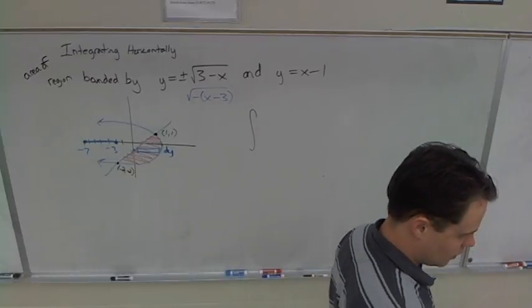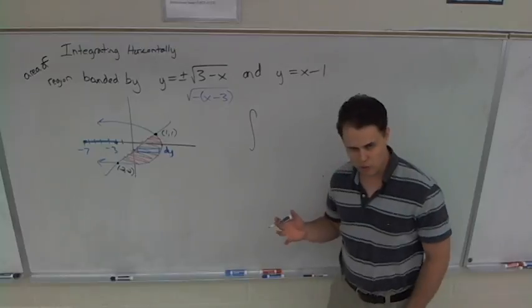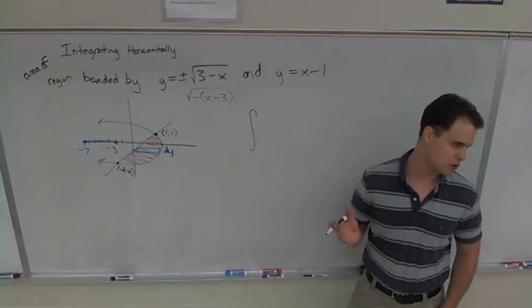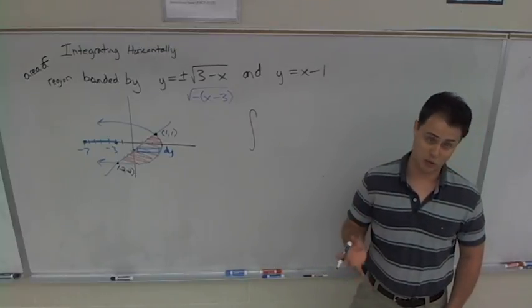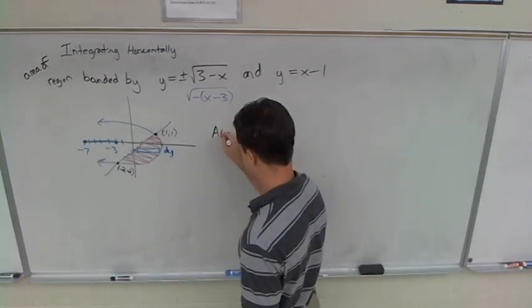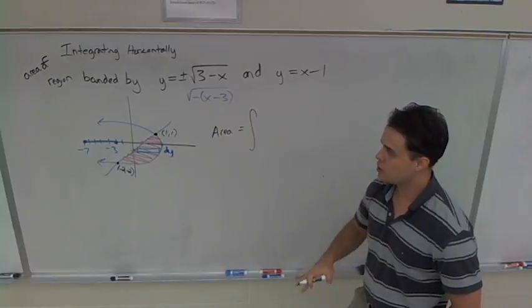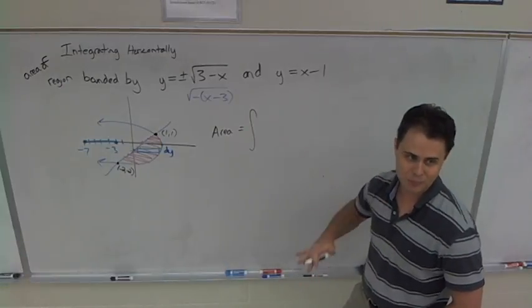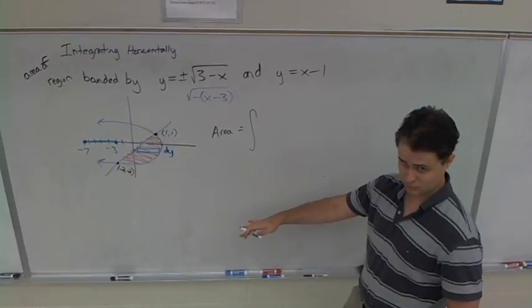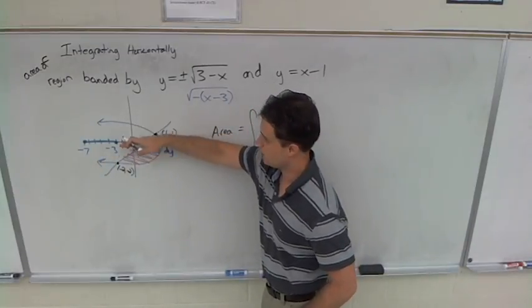So the key here is that you remember that whereas before we were focused on x's, now we're focused on y's. So everything had better be in terms of y's. So our area is going to be from where to where, y-wise. From -2 until 1.